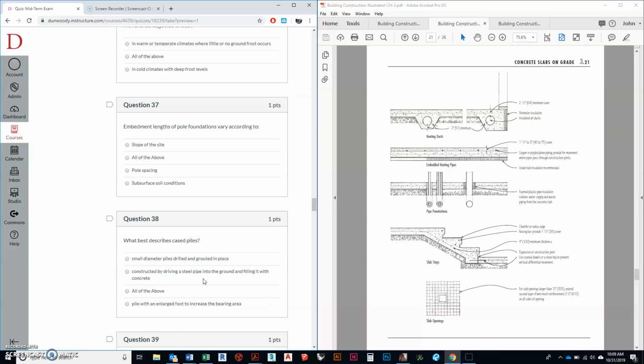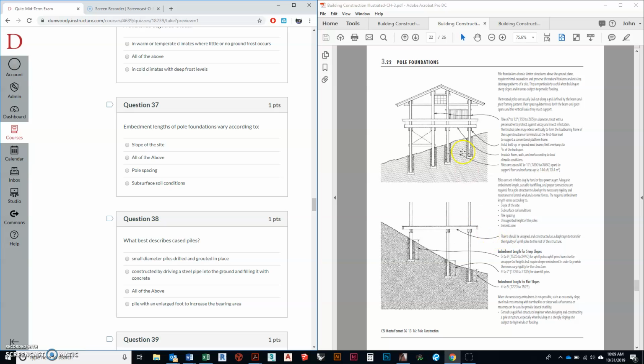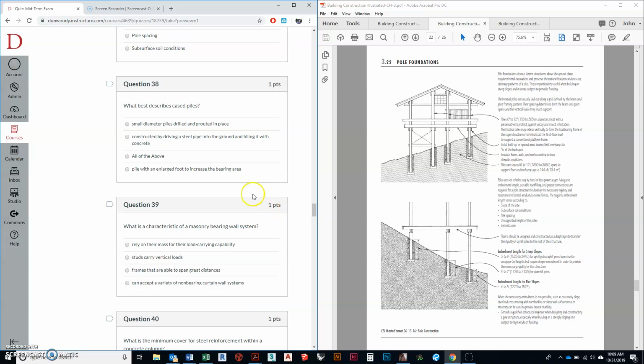Embedment lengths of pole foundations vary according to, so this is when we look at pole foundations. We don't do a lot of these, but when they do happen, we need to understand what varies their circumstance. So we can start to read through this and you can start to see where you might get to that right here. Down here, we have some of those design conditions and what that answer might be.